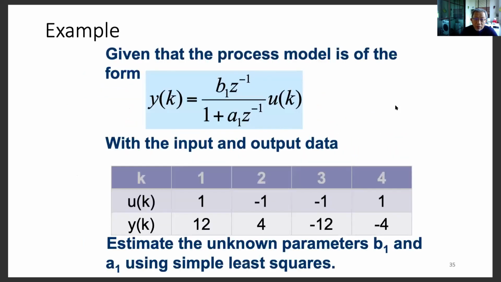So let's go to the real one by calculating. You are given a process model in the form of y k equals B1 z minus 1 over 1 plus A1 z minus 1, times u k. And the data is given here, where the sequence k is 1, 2, 3, 4. Input u, you have 4 inputs, which is commonly known as PRBS: 1, minus 1, minus 1, 1. Then y is 12, 4, minus 12, and minus 4. Estimate the parameters B1 and A1 using a simple least square.